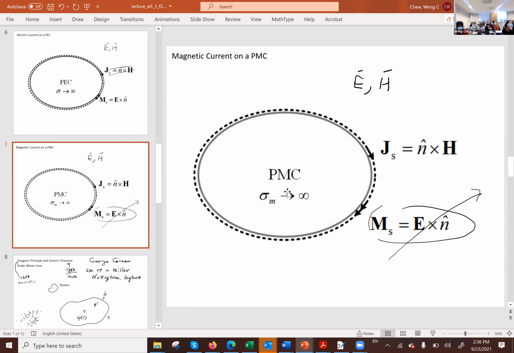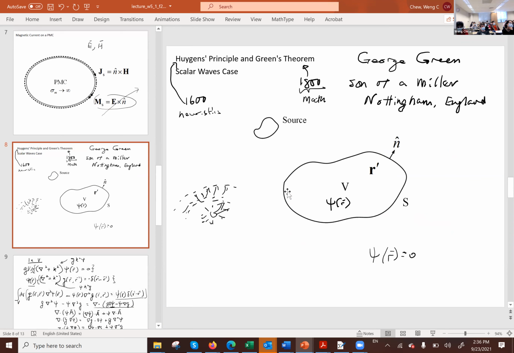Okay. And you can take out this magnetic current by the same token. If the electric current cannot radiate on top of the PEC, magnetic current cannot radiate on top of the PMC. Okay. And then the next thing that we say, you can actually prove this not by verbal arguments or physical arguments, you can actually prove this mathematically.